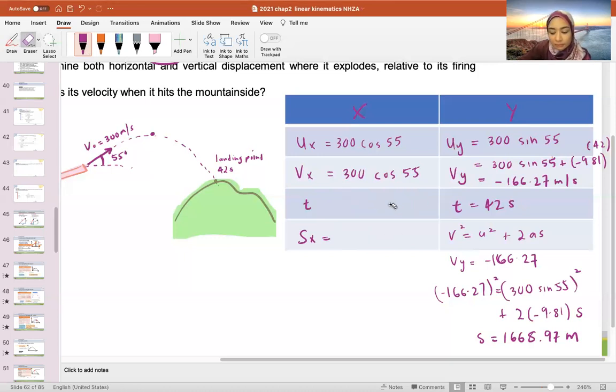Guna V equals to U plus 80. Okay, kita cuba. V equals to U plus 80. So awak substitute U as 300 cosine 55, kan? A awak apa? A negatif 9.81.